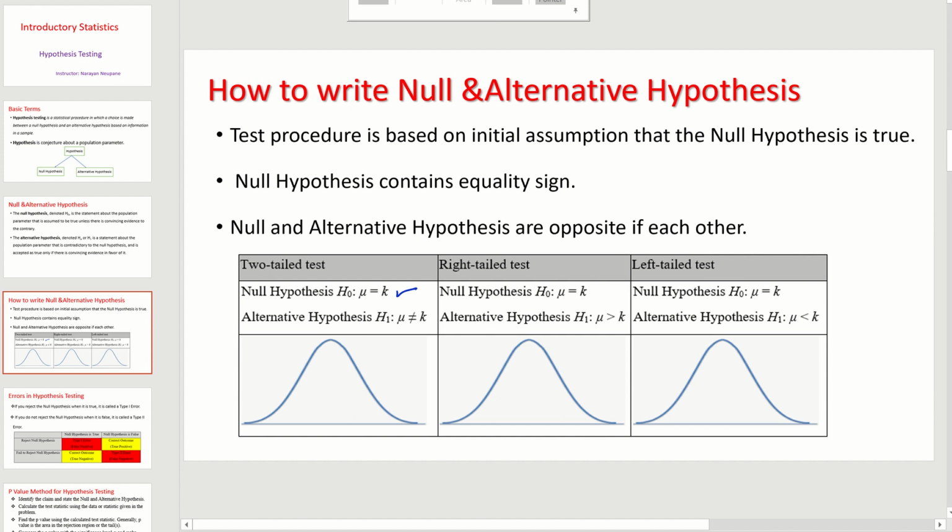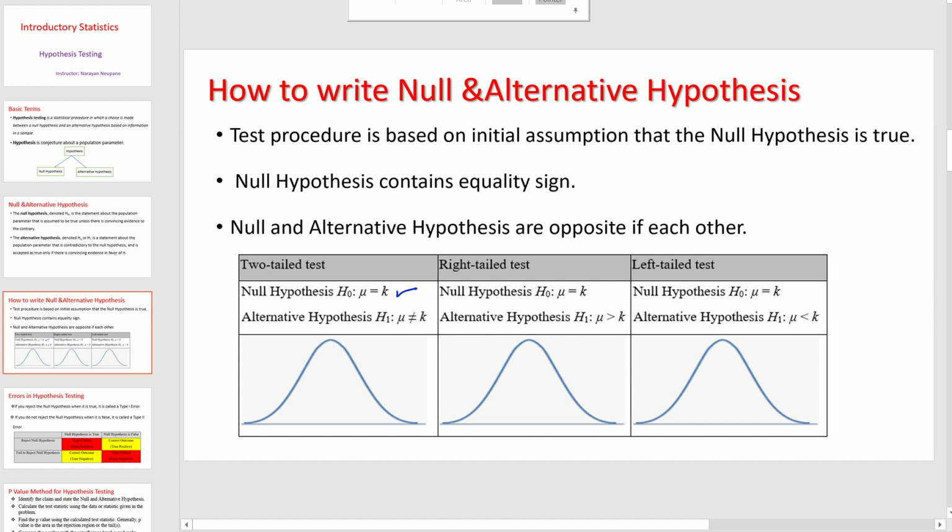Okay, after we know what null and alternative hypotheses are, we want to look at the procedure for writing the null and the alternative hypothesis. The first thing is that the entire hypothesis testing is a test procedure which is based on the initial assumption that the null hypothesis is true. We consider the null hypothesis to be true and we perform the test to see whether it is actually true or not. And the null hypothesis contains an equality sign all the time.